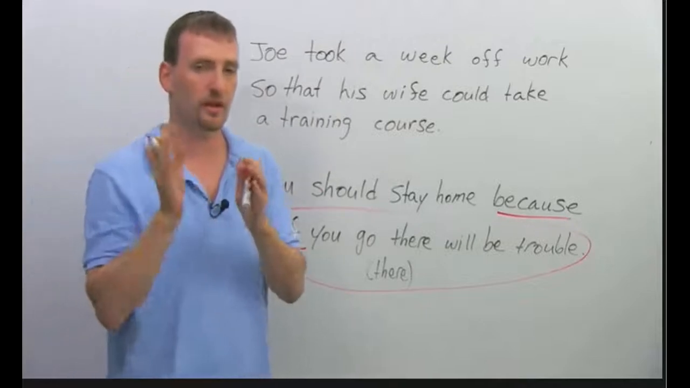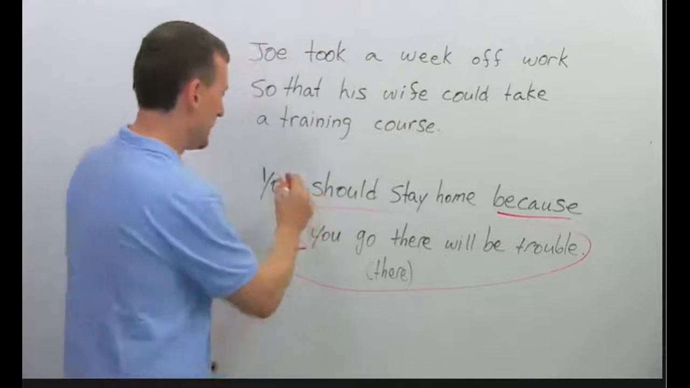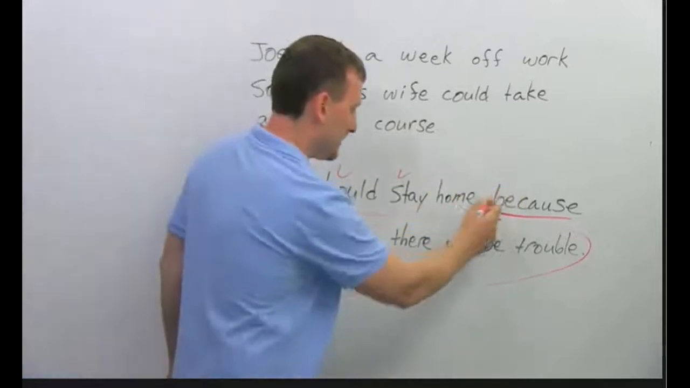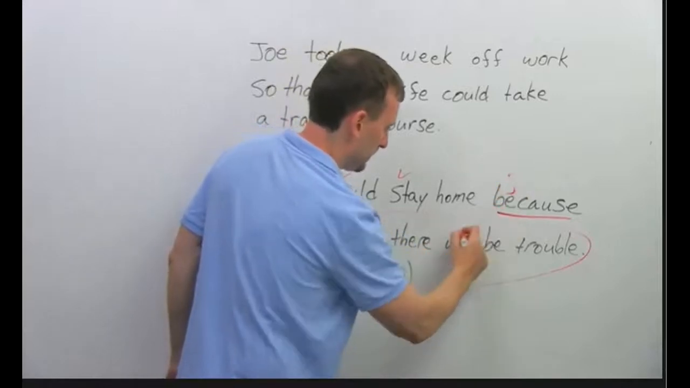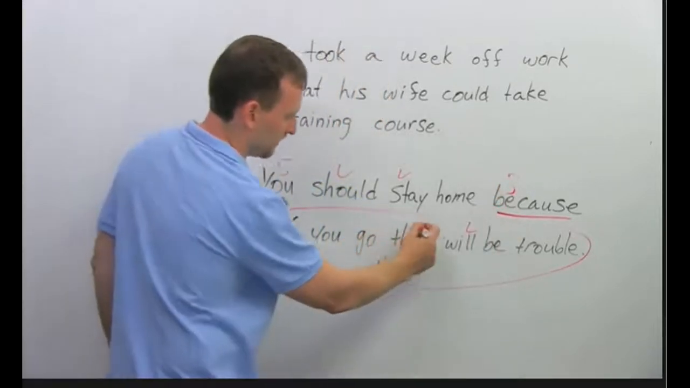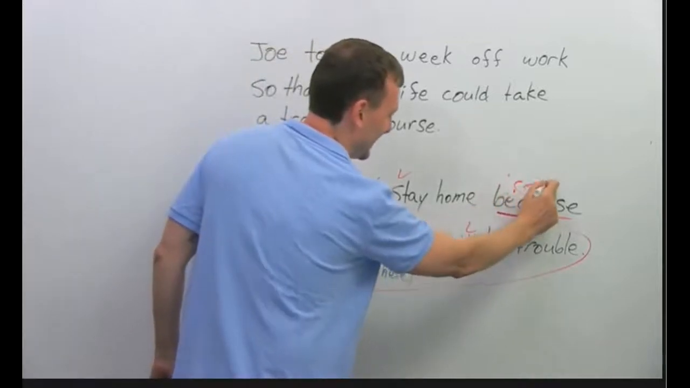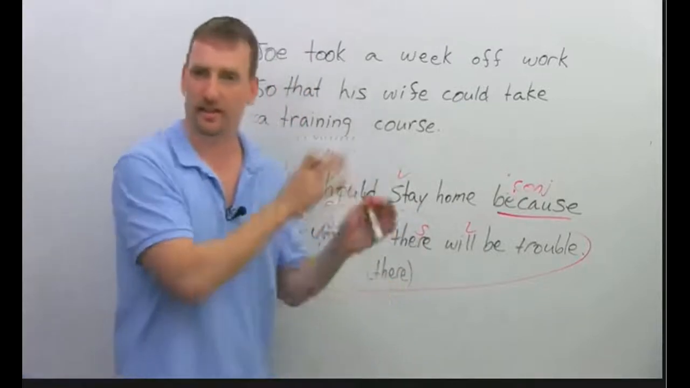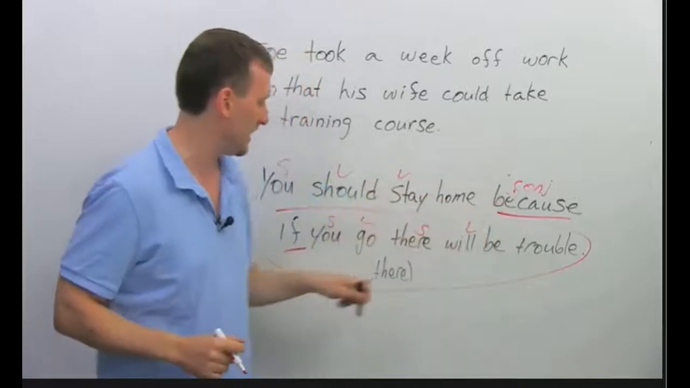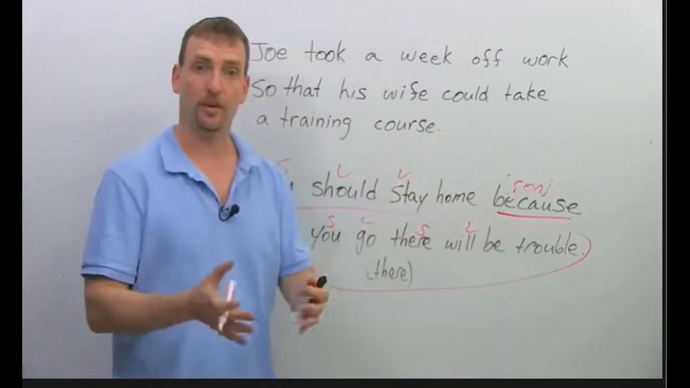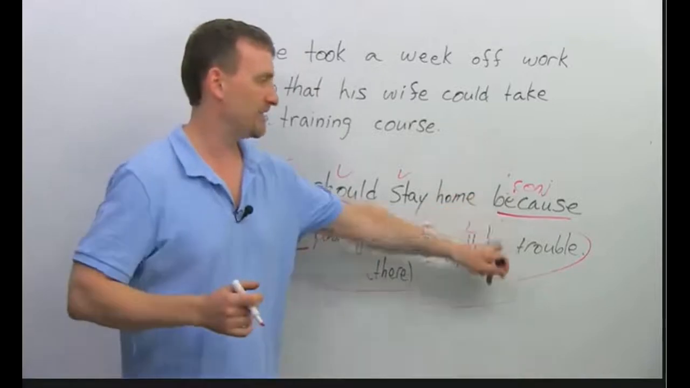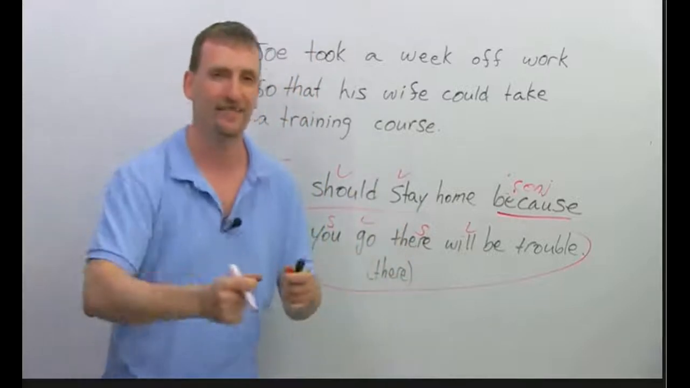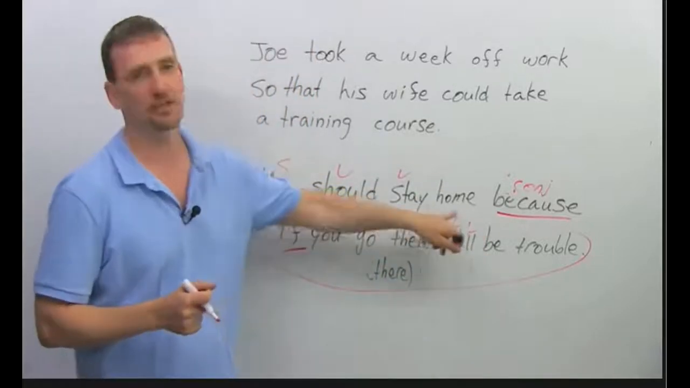Now, the thing you want to do, you want to count your subjects and verbs. Subject, you should stay. Okay, that's one clause. Because there will be. Well, sorry, this is a conjunction, and subject and verb. As long as you have different clauses, each of these conjunctions has a clause. They both work together. Because there will be trouble is too general. Because if you go, there will be trouble. I want to emphasize the going, which is why you should stay home.